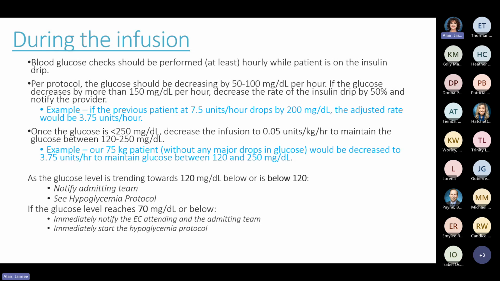As the glucose gets towards 120 or below 120, then we notify our admitting team. There's a hypoglycemia protocol as well, so that if the sugar reaches 70 or below, then we have something to combat that with. Anytime we have major changes in the patient's blood sugar, we should be notifying our providers. That way we can change the protocols or the orders based on what the patient actually needs.